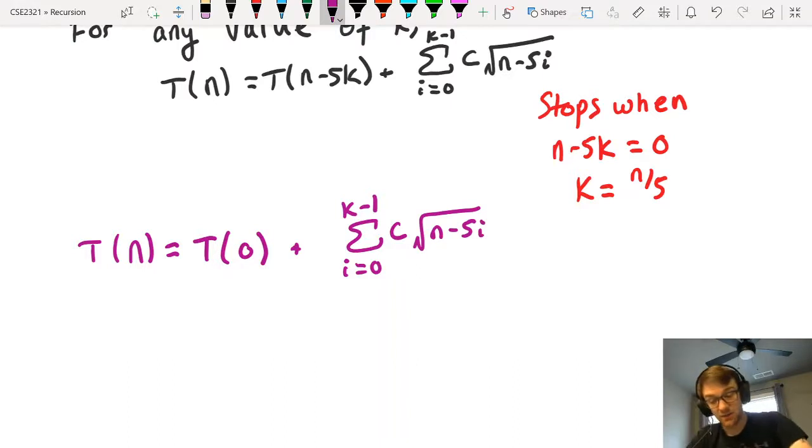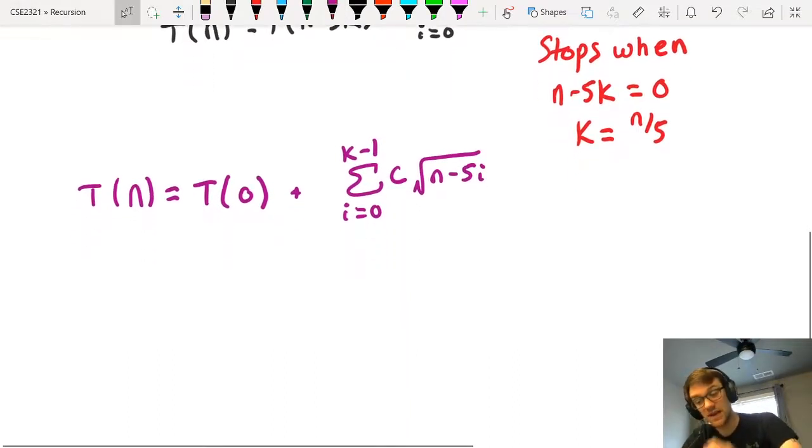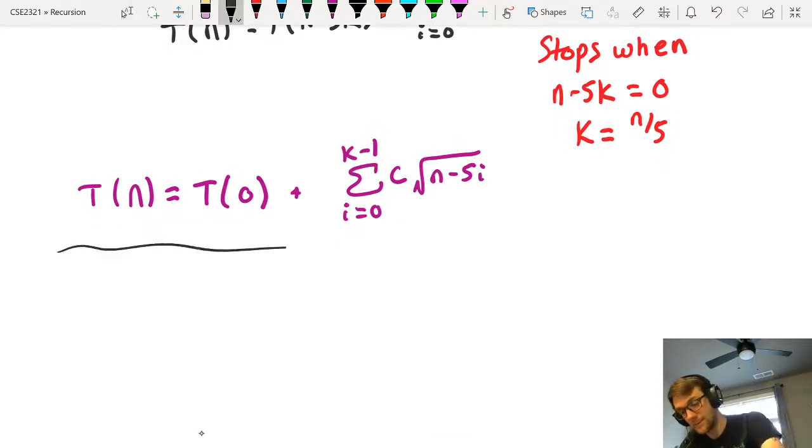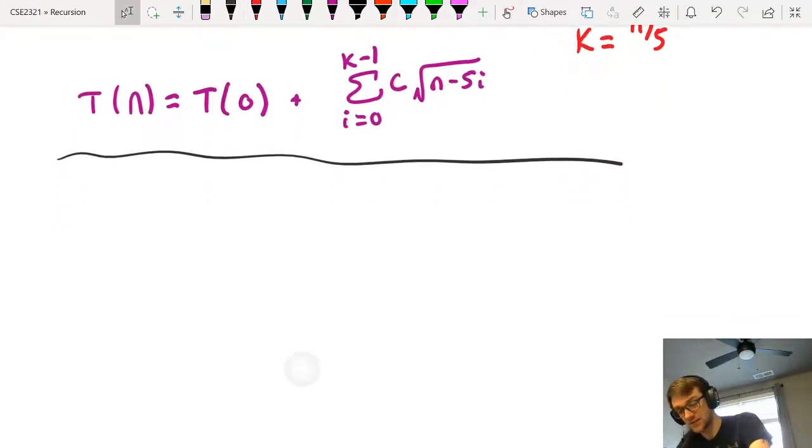As we've seen in the past, now we've reduced the problem to one of analyzing a summation, which we have plenty of skill at. This one we have to bound. There is no way around that. So we're going to analyze that summation. Let's bound it above.